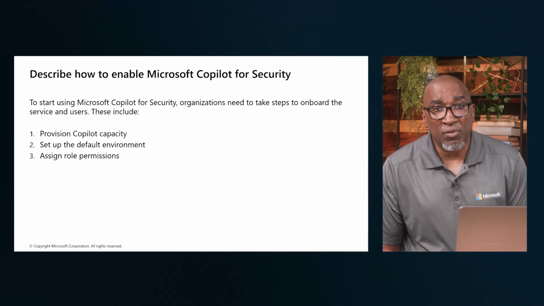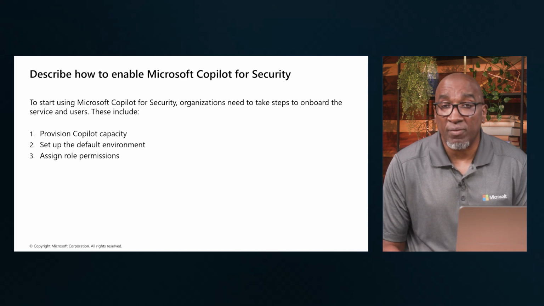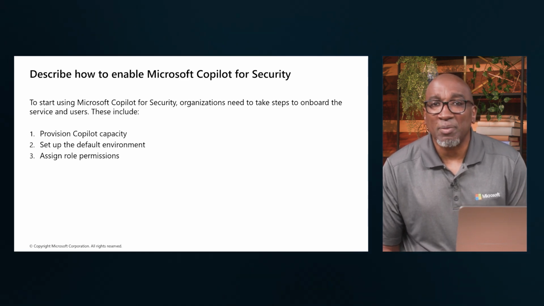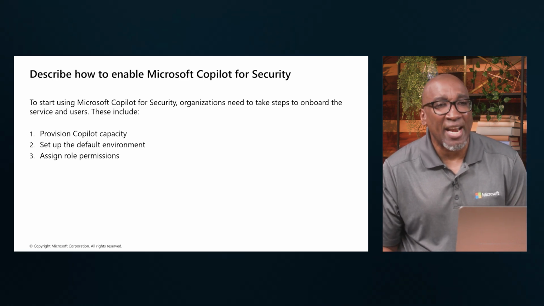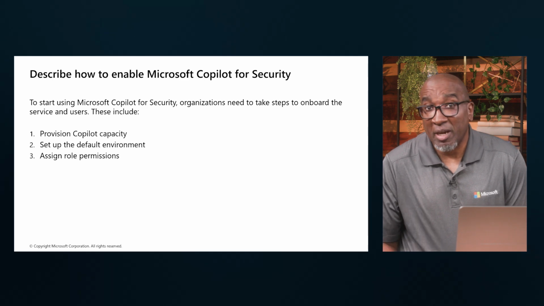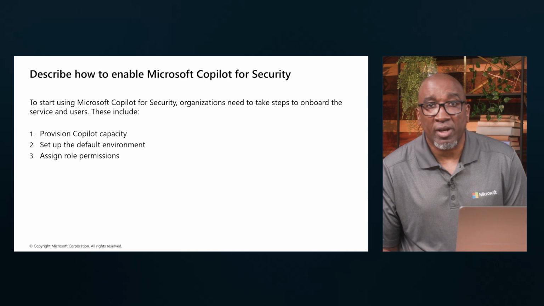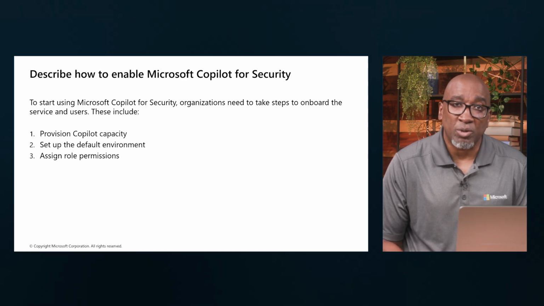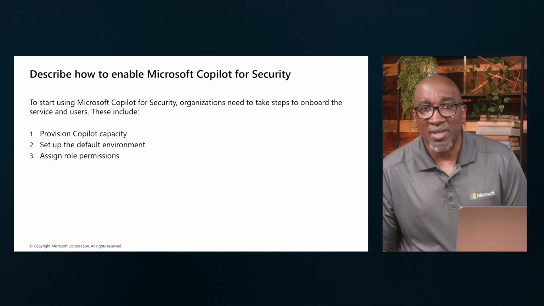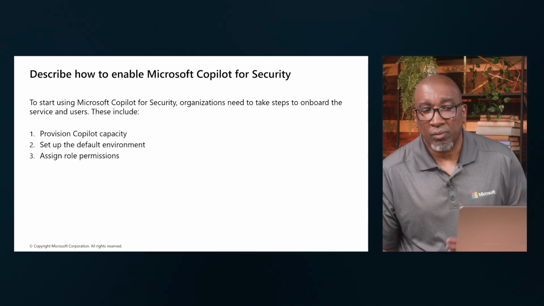To start using Microsoft Copilot for Security, organizations need to take several steps to onboard the service and users. These steps include provisioning Copilot capacity, setting up the default environment, and assigning role permissions. Provisioning capacity requires an Azure subscription and appropriate Azure roles. Setting up the default environment involves configuring settings such as capacity, data storage location, and data sharing options. Role permissions can be assigned using Microsoft Entra ID roles or Copilot for Security roles.